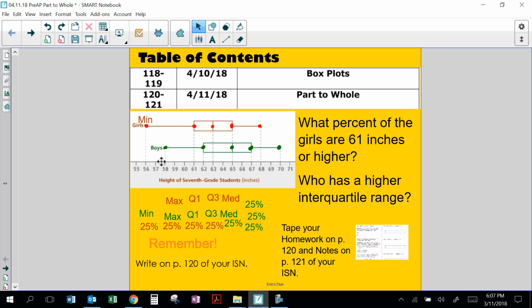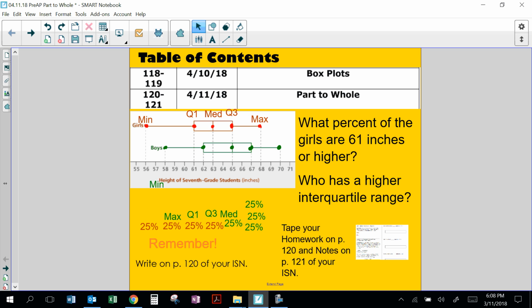This is the minimum. So the minimum girl is 56 inches, while the maximum girl is 68 inches. The median, the halfway point for the girls, is 63 inches, and the median of the lower half, quartile 1, is 61 inches. The median of the upper half, quartile 3, is 65 inches.